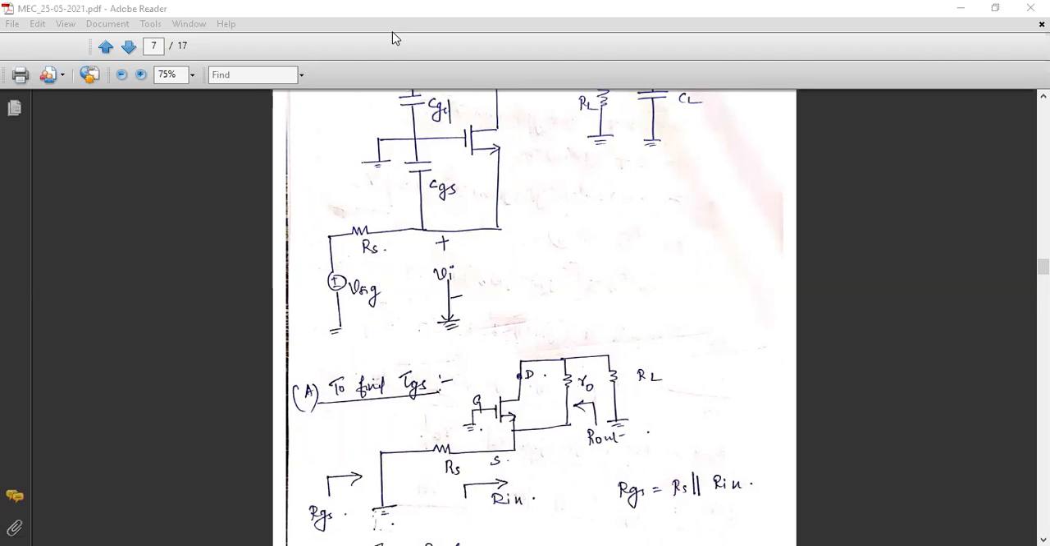Understood, students? Understood or not? Should I repeat it once again?